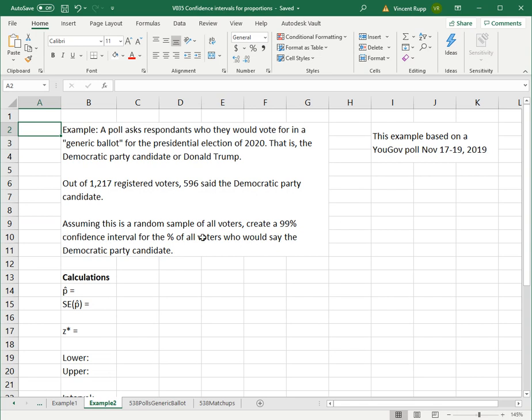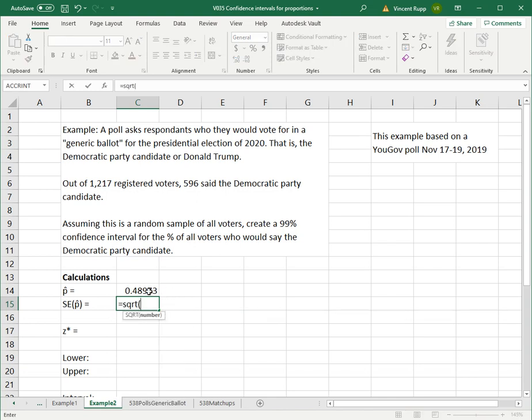But we have to assume this is a random sample of all voters because the different methods they use to create these polls sometimes don't lend themselves to confidence intervals. But let's assume it's a random sample and make a 99% confidence interval for the percent of all voters who would say the Democratic Party candidate. So calculate p hat, which is just your 596 over your 1217. Get about 48.9% there. Standard error of p hat, you're going to do the square root of p hat times 1 minus p hat divided by n, which is 1217. So that's a pretty good sample size. Your standard error ends up 1.4%.